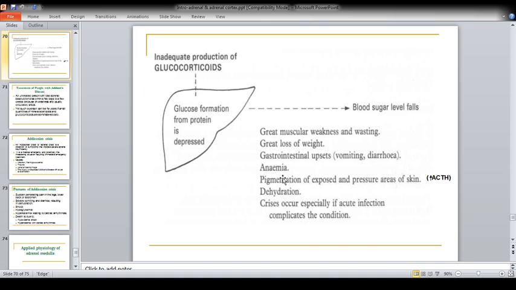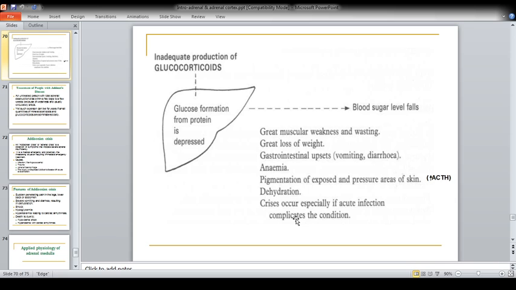Anemias would occur, that is decreased red blood cells production in the body. Pigmentation of exposed and pressure areas of the skin would occur due to increased ACTH levels. Adrenocorticotropic hormone would be released in huge quantities because cortisol is not being produced in the body. Its normal level is not being maintained. That is why ACTH would be produced in huge quantities.